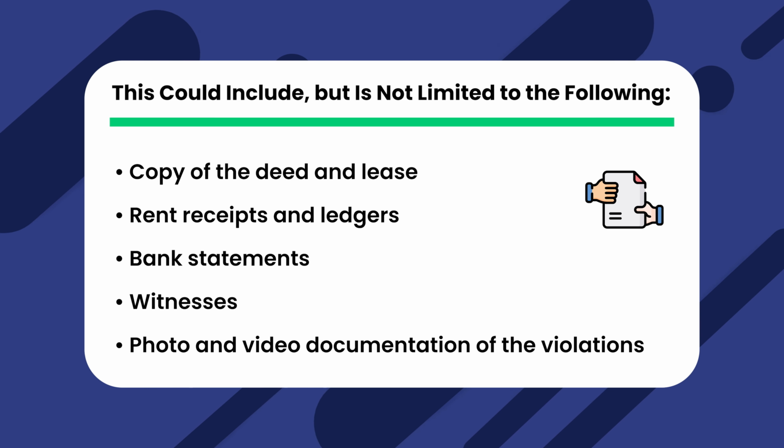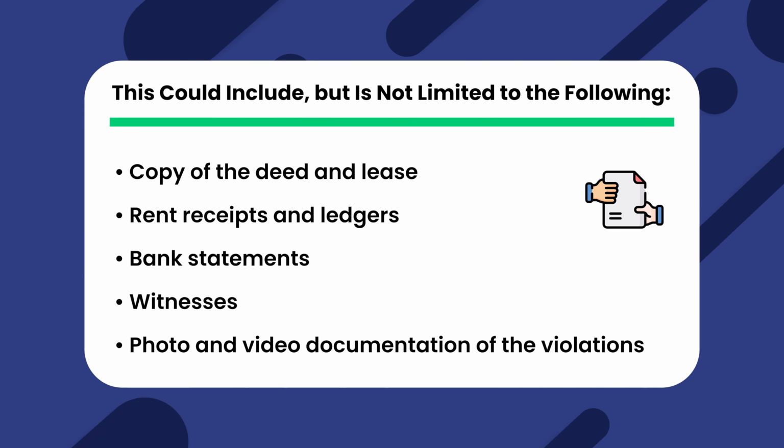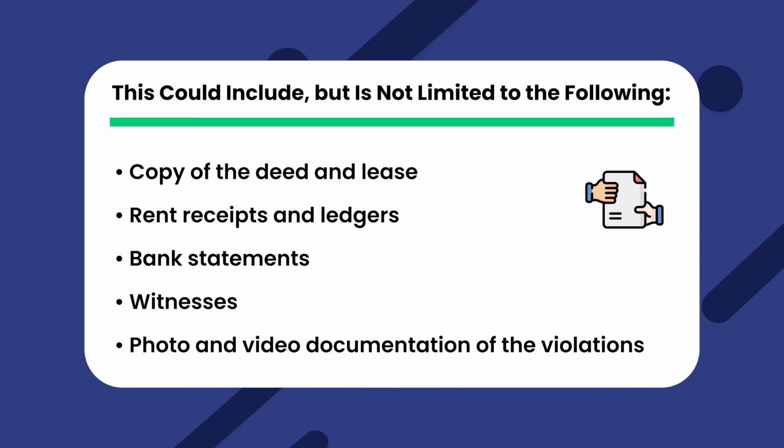Additionally, the judge could also require that the tenant and landlord attend a mediation session with a trained mediator before either hearing. If an agreement is not reached, then the responsibility of providing evidence falls on the landlord. You would then need to gather the evidence to support your claim and show it during the hearing. This includes but is not limited to things like a copy of the deed and the lease, receipts and ledgers, bank statements, witnesses, or photo and video documentation of the violations and correspondences. However, a follow-up hearing will be scheduled to continue discussing the case if the tenant files a written answer.